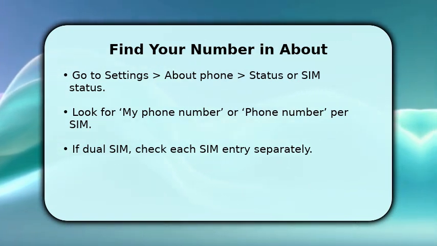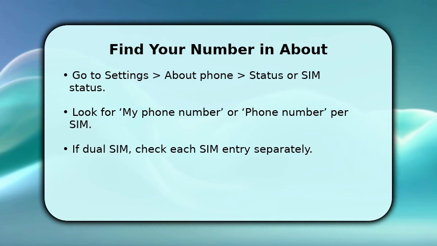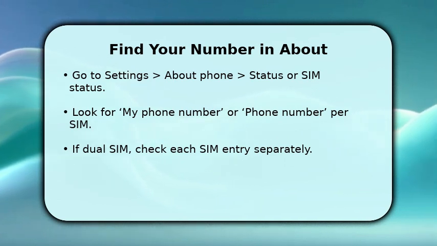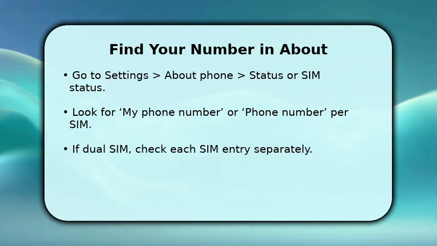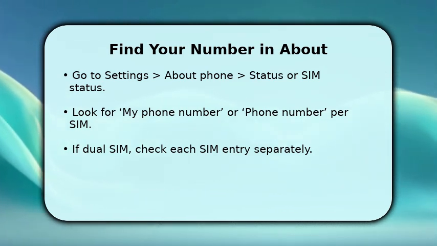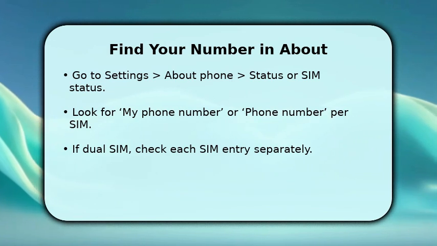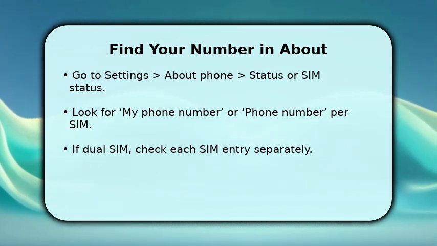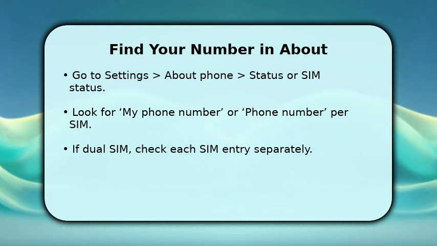Here the system lists my phone number under the active SIM entry. That's the number assigned to that SIM. If you see two entries, read both to identify primary versus secondary. Make sure the SIM has registered to the network because the phone pulls the number from the SIM profile. If the field is blank, don't panic, try the alternative methods I'll cover next.